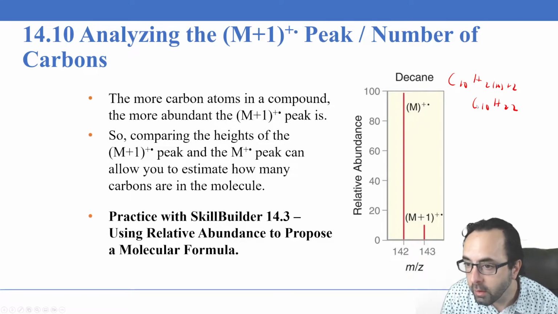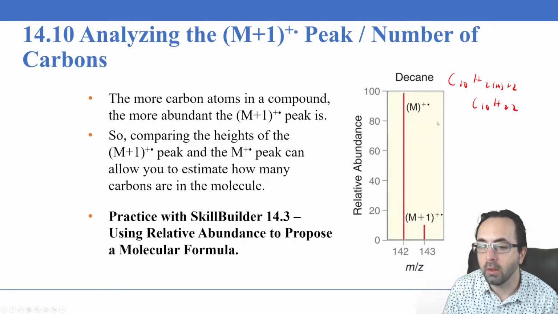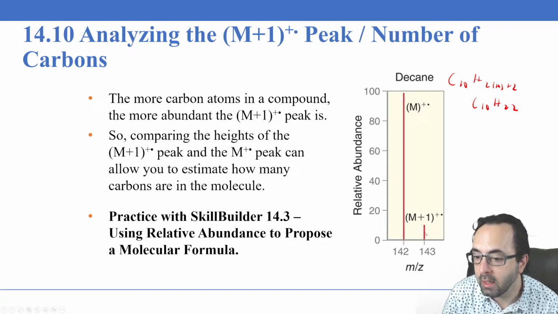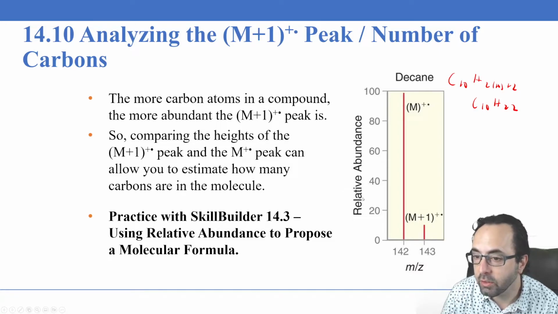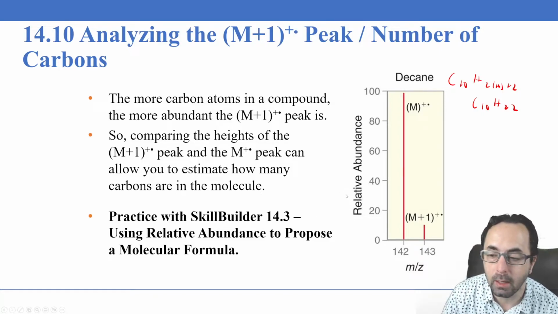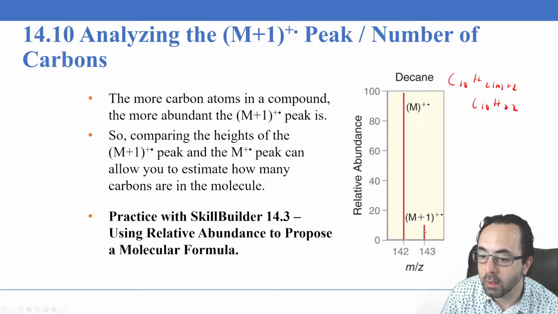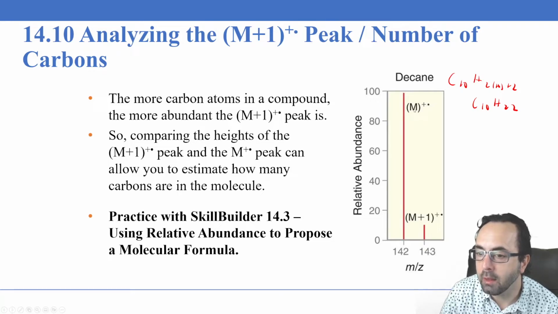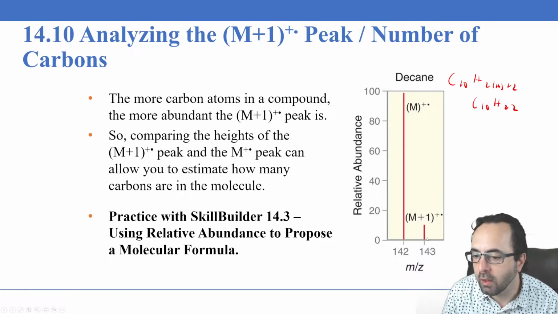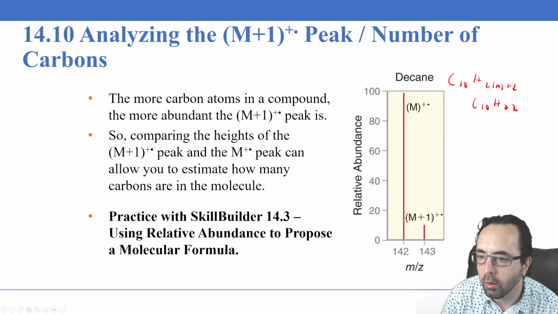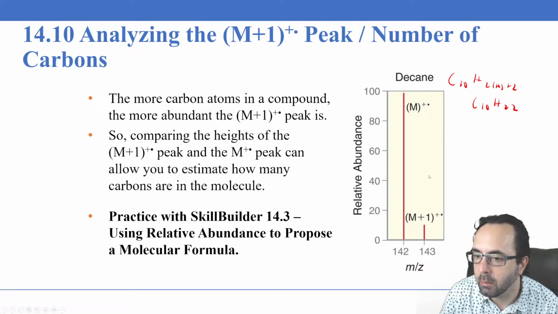It has 10 carbon atoms. If one of those carbon atoms weighs 13, you get a peak here. Since there are 10 of them, there's about a 10% chance of having one carbon atom that weighs 13. And so you can see that the M+1 peak for decane is about 10% the height. For every carbon atom, you essentially add 1% to this M+1 peak. And so if you have 10 carbon atoms, then it will be 10%, or rather a 9-to-1 ratio. So it's actually slightly higher than 10%.